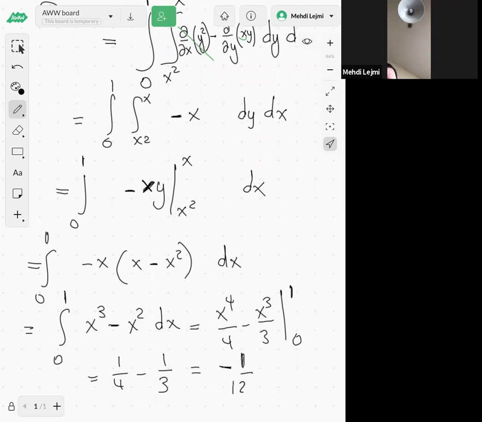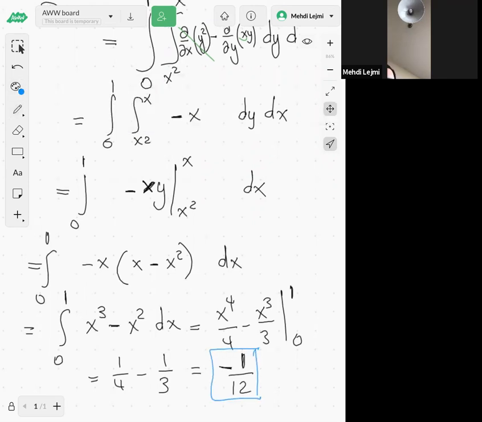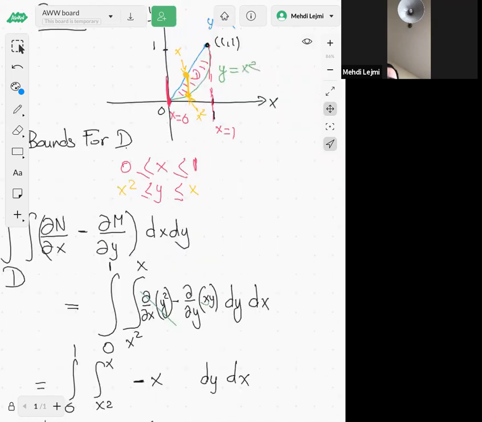And that's exactly the answer we got on the left side. This is negative 1 over 12. On the left side, we also got negative 1 over 12.